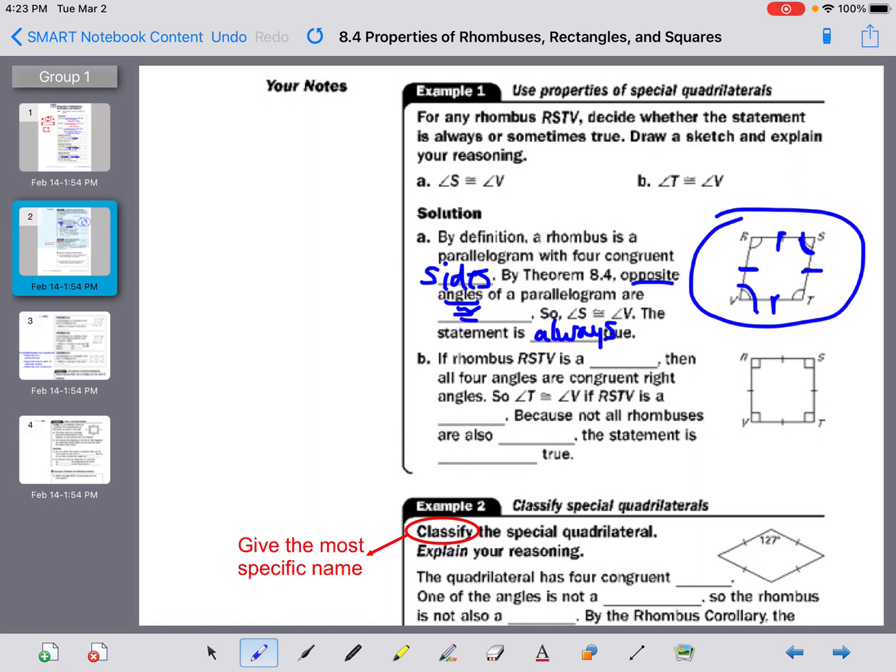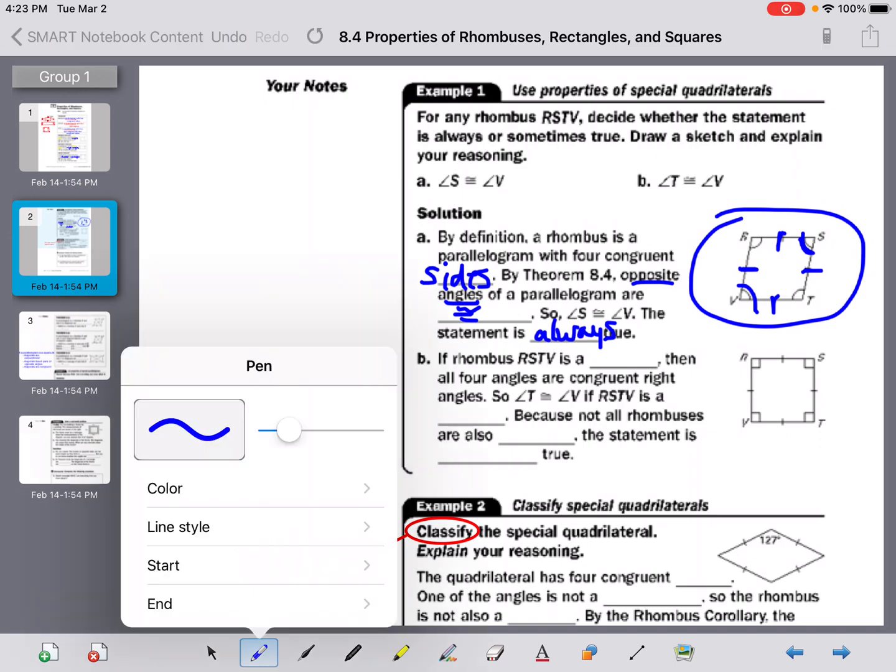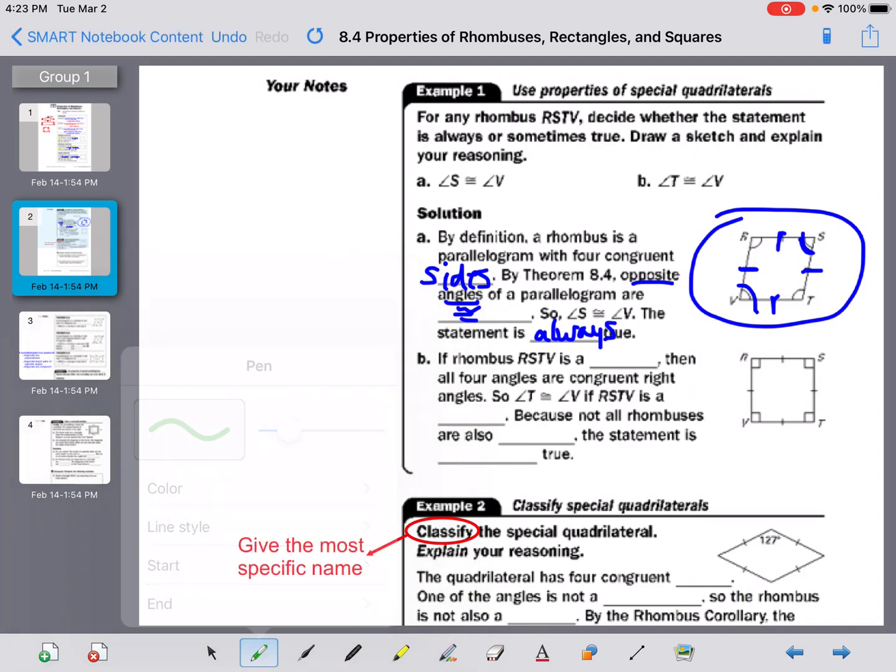Okay, what about RSTV? We already have that, right? For B, it says T is congruent to V. Okay, so look at that. That's T and that's V over here. Are those 2 angles congruent? They sure don't look like it up on the top one, but when I come down to this bottom one, this is still a rhombus. Is T congruent to V?